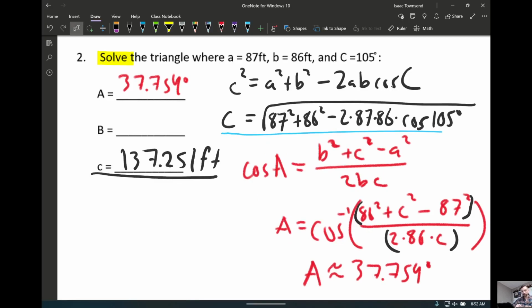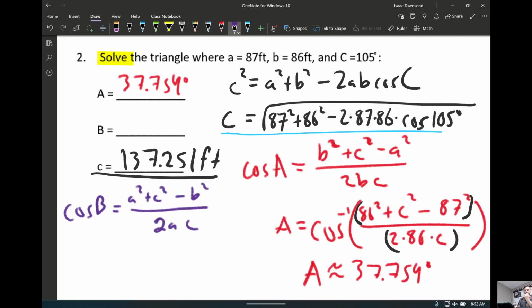Okay, and that is angle A. I don't think I need that, but the last thing would be angle B. So once again, slightly different formula. Numbers get plugged in a slightly different spot.